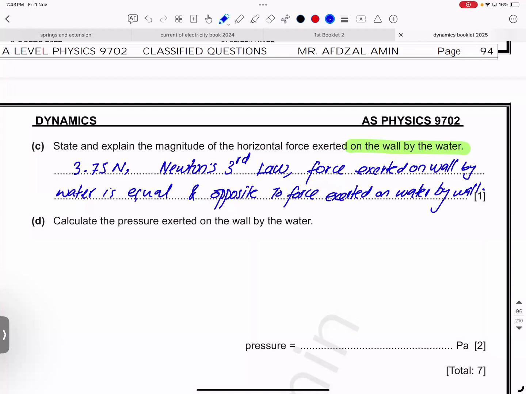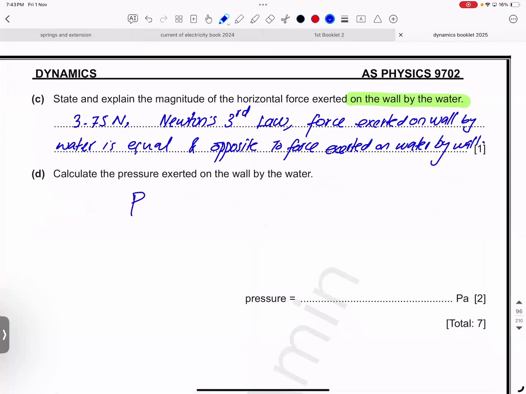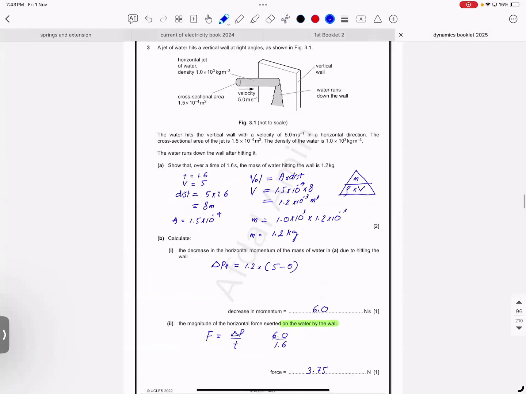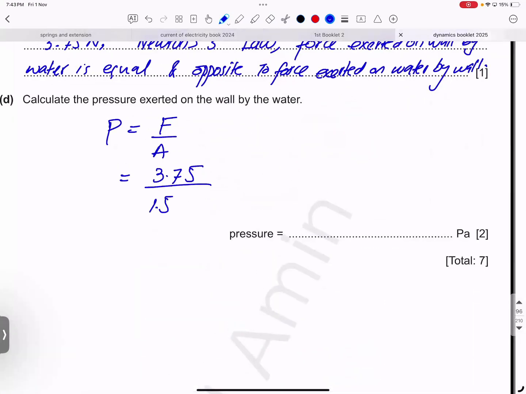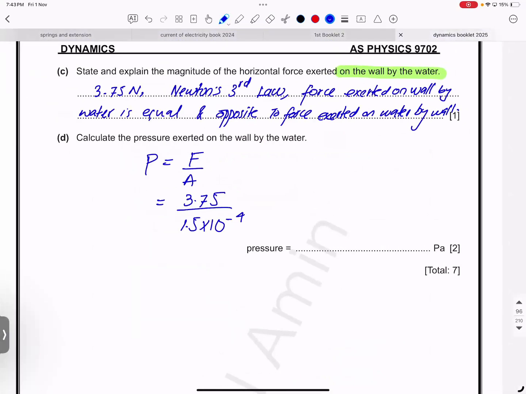This question was good, my dear. You were saying part one. Part one is fine from the other chapter. Calculate the pressure. Pressure is force per unit area. Force you calculated, 3.75. What was the area? 1.5 × 10^-4. No, it hits and falls. The area is the same which comes from the pipe or hose.